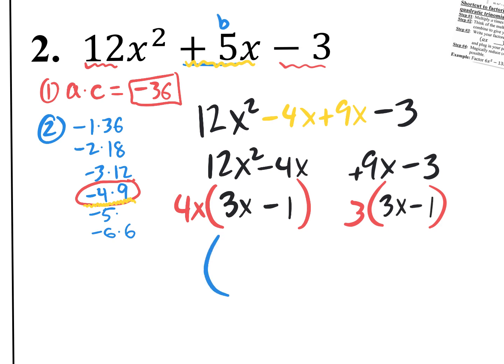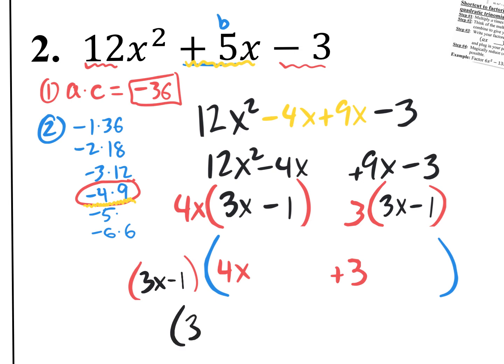Now we're going to do some exaggerated parentheses. We're going to pull out that common binomial that we see, the 3x minus 1 and 3x minus 1. We're going to pull it out here and write it once on the outside. That'll be a 3x minus 1. On the inside, what's left over? A 4x and a positive 3. So our final factored form is 3x minus 1 times 4x plus 3.